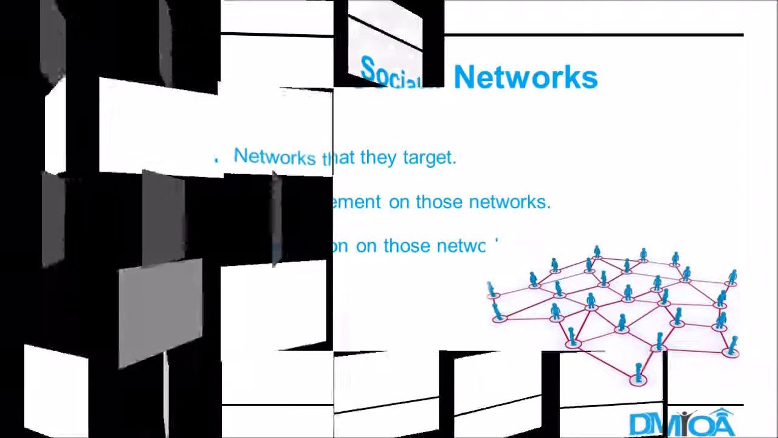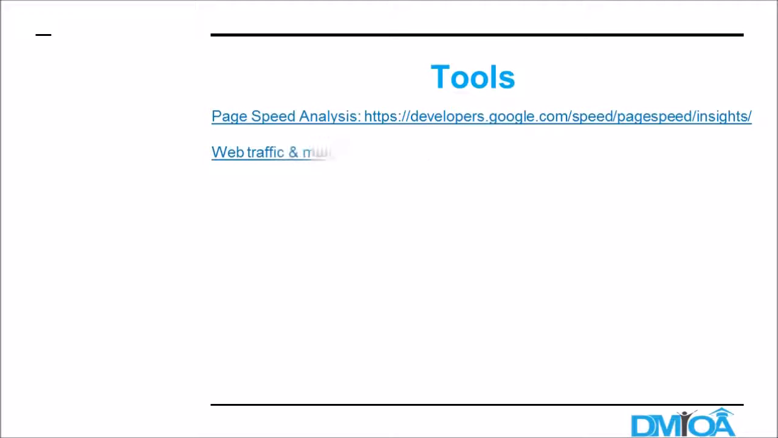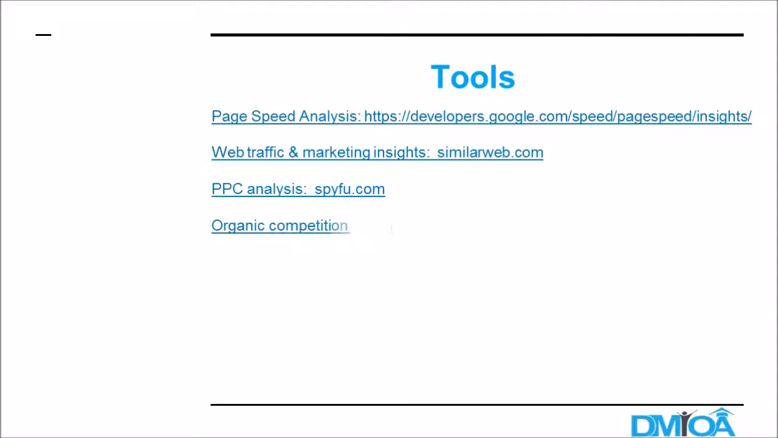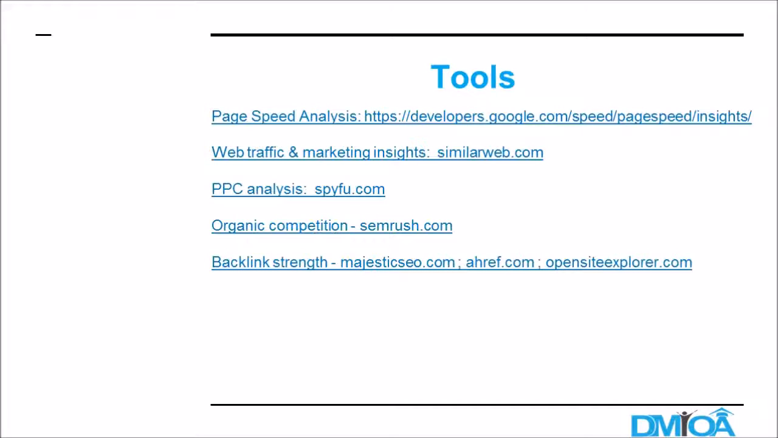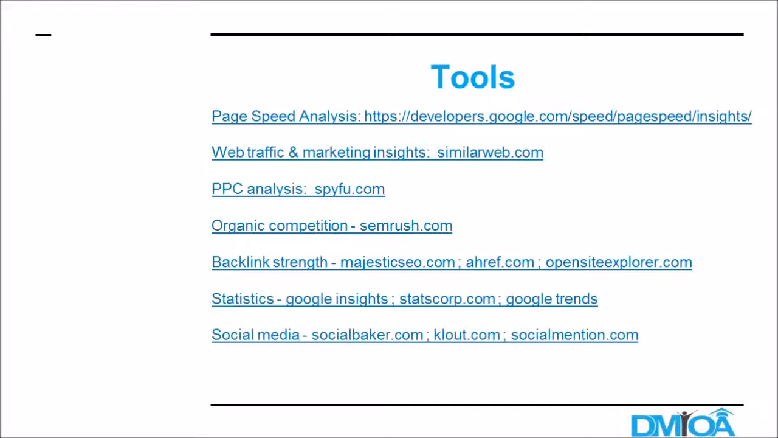These are some of the tools that can help you in competitor analysis. Use the page speed analysis to compare the loading time of your page with your competitors'. Use SimilarWeb for web traffic and marketing insights. For PPC analysis, use SpyFu. To assess organic competition, use SEMrush. For backlink strength, you can use Open Site Explorer, Ahrefs, or Majestic SEO. Google Insights gives you statistics, so does Google Trends and StatScore. For social media, we suggest Socialbakers, Klout, or Social Mention. And for online consumer behavior, you can use consumerbarometer.com.